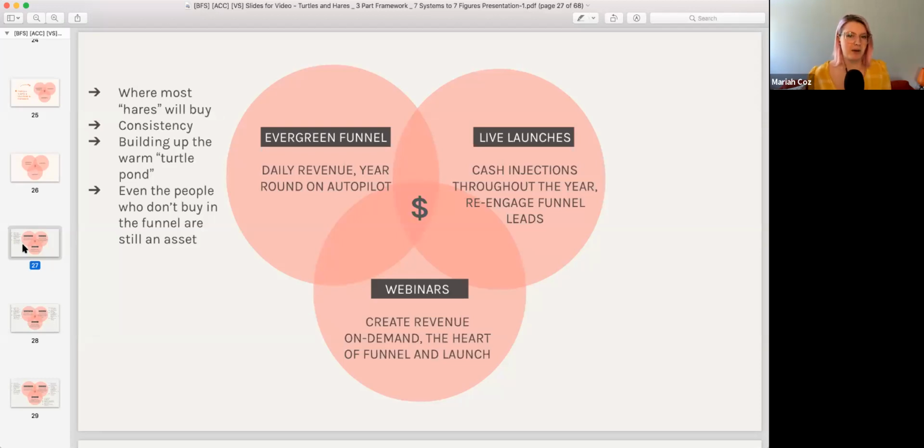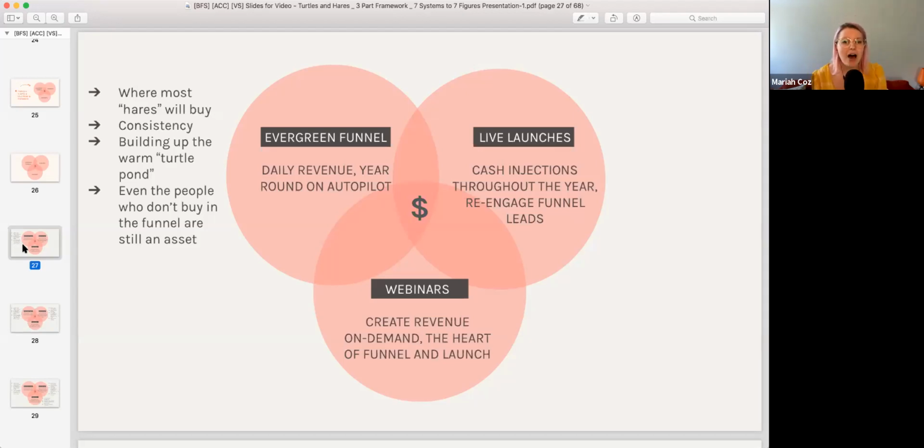But here's the other thing about the evergreen funnel. There's also going to be a bunch of turtles who go through your evergreen funnel and they don't buy, okay? So imagine that you have a bunch of turtles that go through your funnel and they go through your email sequence, they watch your evergreen webinar, and they go through your whole funnel, but they don't buy. But what happens is that they actually have been warmed up. So they are a very warm lead who has been warmed up to purchase during your next live launch.